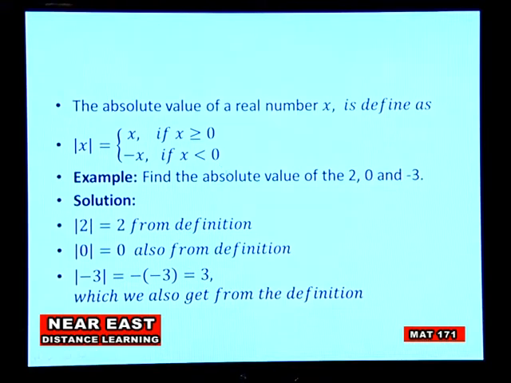Let's see an example and how we apply the definition. Find the absolute value of 2, 0, and minus 3. We want to find the absolute value of these numbers using our definition. Solution: absolute value of 2 is 2 because 2 is positive. From the definition, absolute value of x is x if x is greater than or equal to 0. Here our x is 2, so it's just 2. And absolute value of 0 is 0 also from the definition, because when x is greater than or equal to 0, the absolute value of x is x.